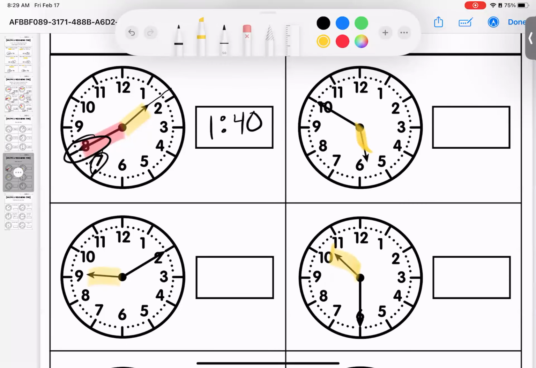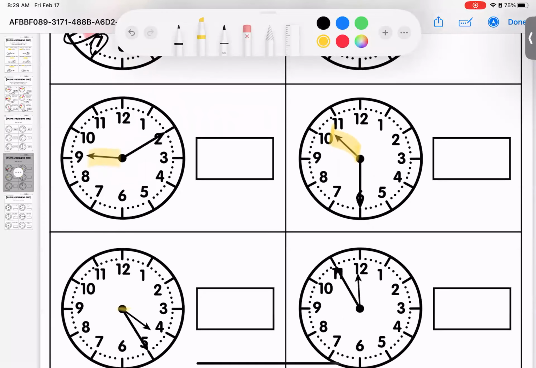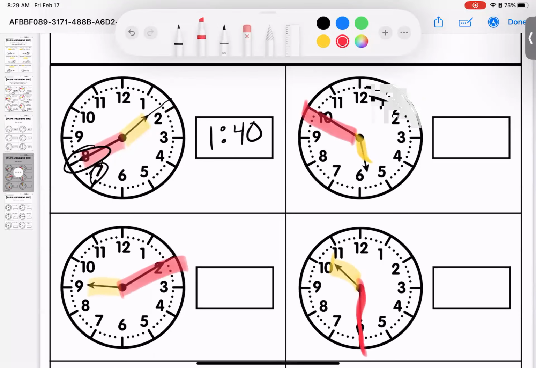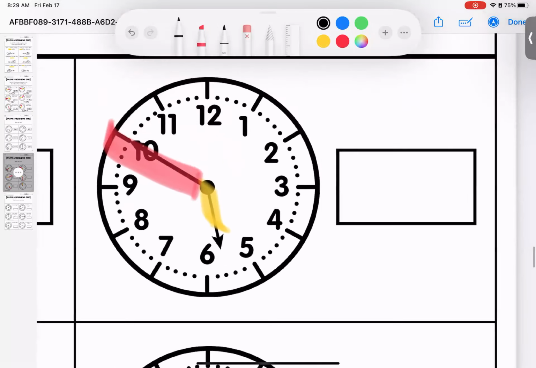Over here, actually, I'm going to mark up all of my hour hands first. That would just make it easier. So I'm going to mark all of my hour hands yellow, and all of my minute hands red. And that is going to keep me from having to go back and forth. Perfect. All right, back at it.